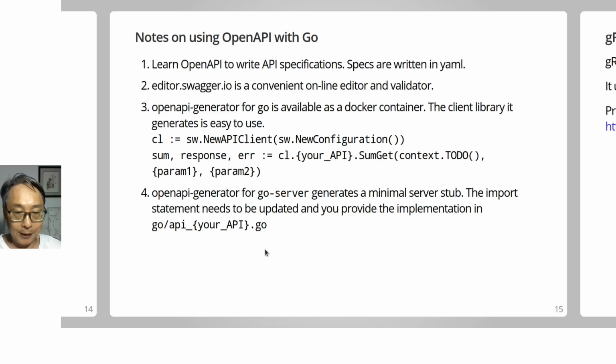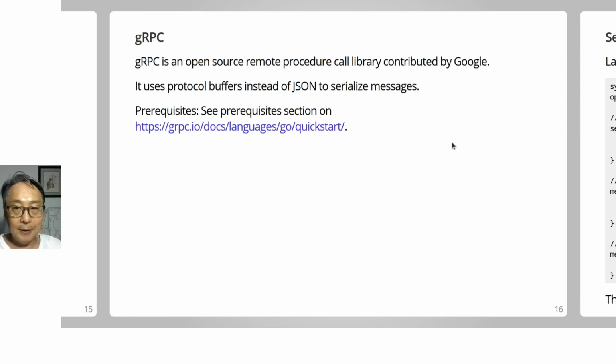of your API.go. Now let's talk about gRPC. It is an open source project contributed by Google. It's now open source. And it uses protocol buffers instead of JSON to serialize messages. Protocol buffers is a binary protocol, and it's more efficient than text-based JSON.